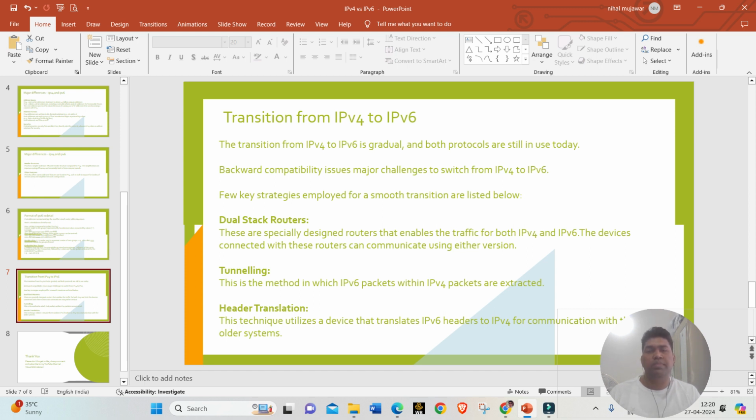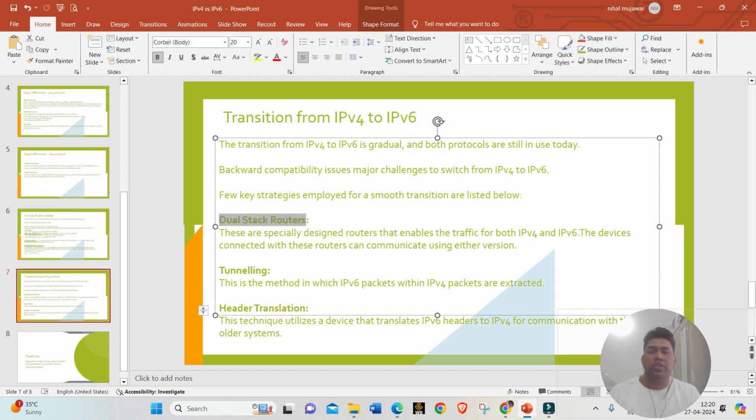Issues you can say are major challenges. Transition, but we can adopt some of the strategies so that we can have a smooth transition. The strategies we can use for the transition are dual stack routers, tunneling, and header translation. Okay, now let's discuss each of these strategies for transitioning from IPv4 to IPv6 in detail.